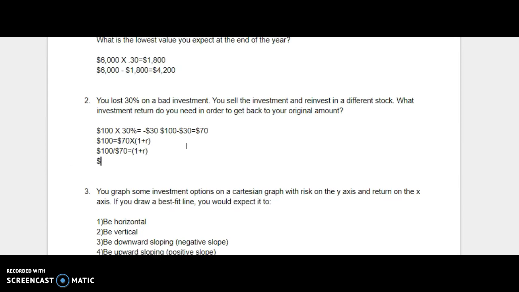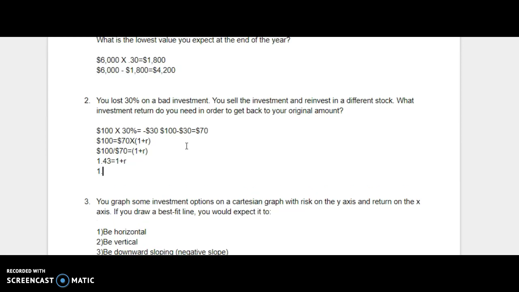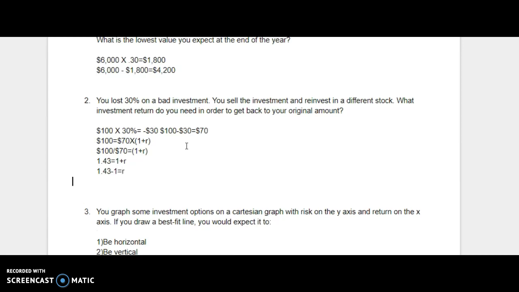Dividing 100 by 70 is going to give us a slightly uneven number, but we're just going to put 1.43, rounded to the nearest hundredth, and that leaves us with 1 plus R on the other side. So to both sides of this equation, we are going to subtract 1 to get R by itself. So when we subtract 1.43 minus 1, we know that R has to equal 0.43 or 43% return to get back our original investment.